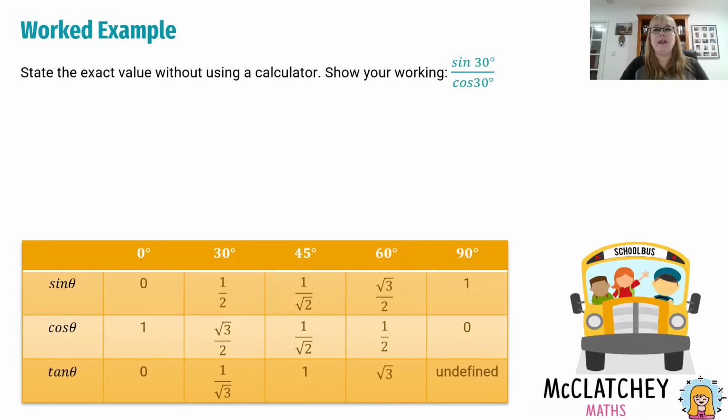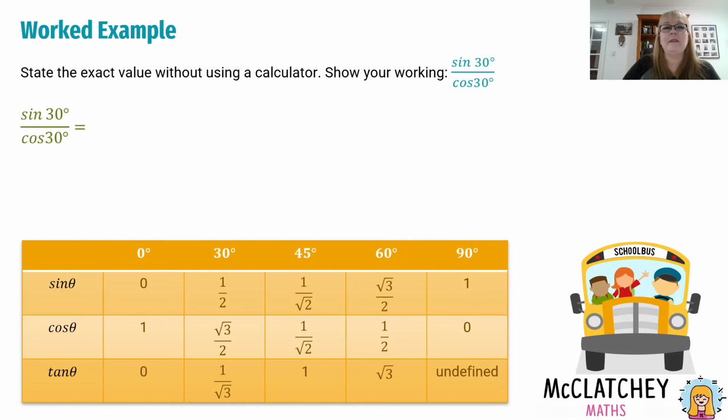Okay, let's do a quick worked example. We're going to state our exact values without using a calculator for sine 30 divided by the cosine of 30. Now this is the type of question you could get in a year 10 exam, potentially in extension classes, where you're working with those exact values and you're also demonstrating your algebraic and your fraction working skills.